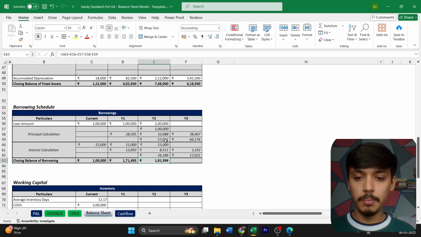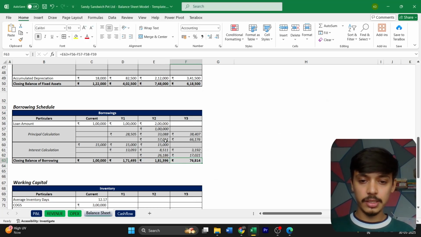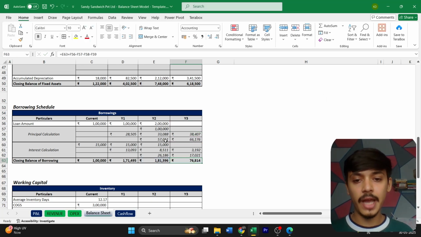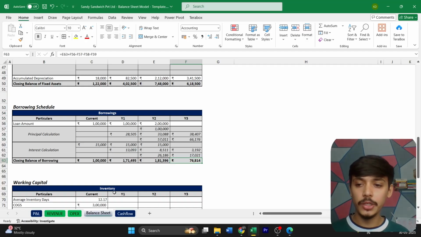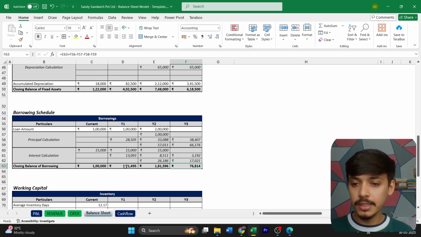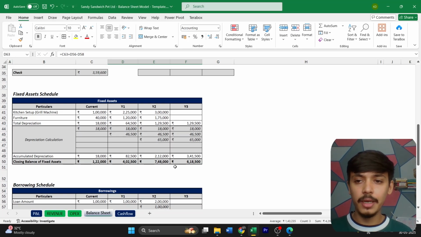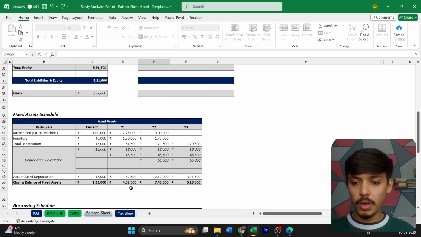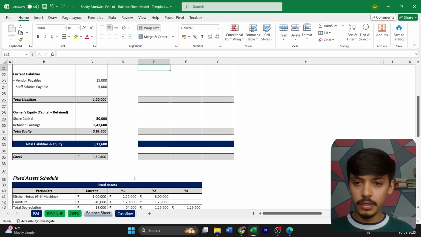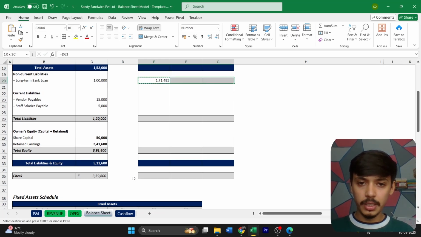And similarly, we will paste this formula in the next slide. So we have 76,814 as our remaining balance of borrowing in year 3, since we are not adding any new borrowings. So now we need to add this closing balance of borrowings to our balance sheet. So we will add these three amounts into non-current liabilities on our balance sheet. So the long-term loan in year 1 is 171,495. Similarly, we will copy paste this for year 3.